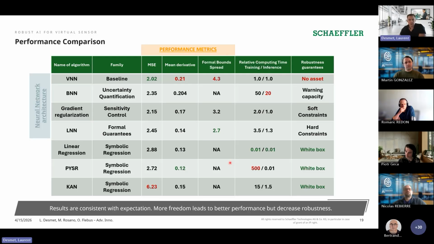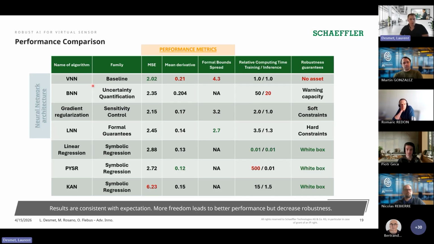Here you have the different metrics which are used to compare our algorithms. Okay, so the mean square error, the mean derivative, and the spread provided by the command. In addition, we also have the time for training and to predict. This is in relative time, obviously. So the reference is the vanilla. So for instance, the Bayesian neural network takes 50 times longer to train than the vanilla in our experiment. Okay. So what do we see here?